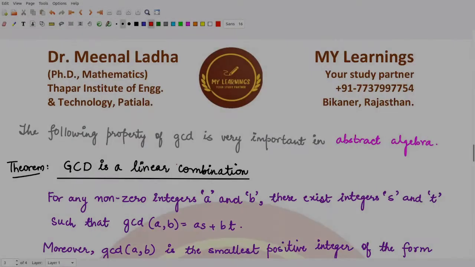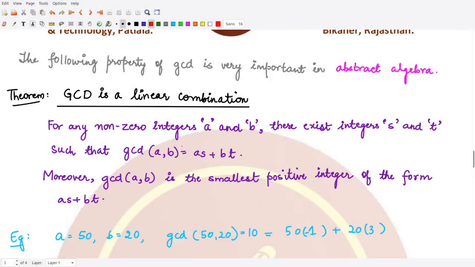Right? So the next property of GCD is very important in abstract algebra. Let's see what it is. It tells us that the GCD is a linear combination. How is it a linear combination?